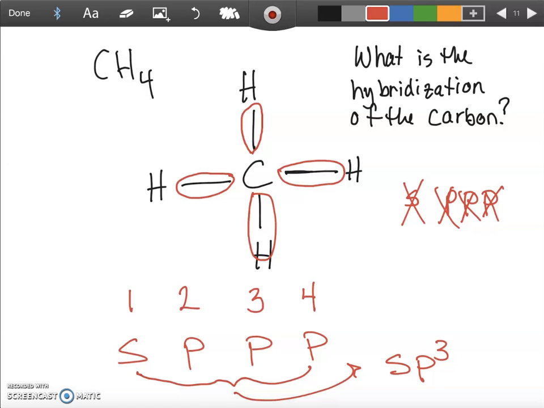So we say that that carbon is sp3 hybridized. It's mixing 1 of its s orbitals with all 3 of its p orbitals in order to obtain all of those single bonds there. And remember, the single bond is called the sigma bond, and we write sigma with that lowercase, I'm sorry, that is the wrong way. Sigma looks like this. Sigma bonds.